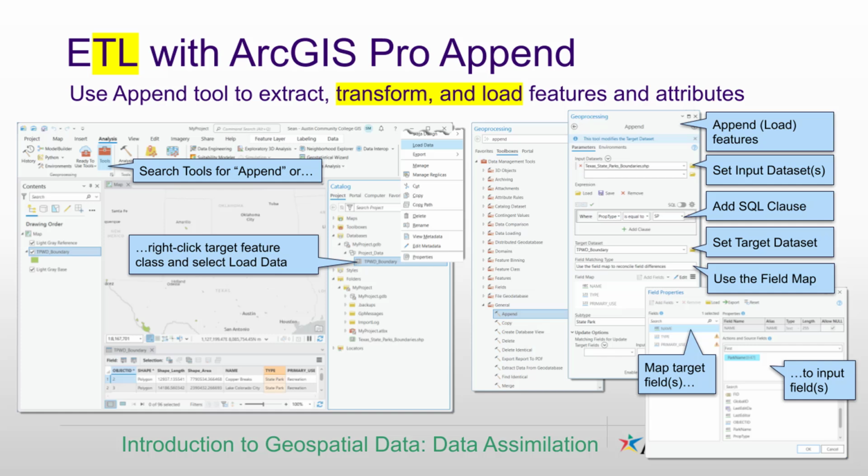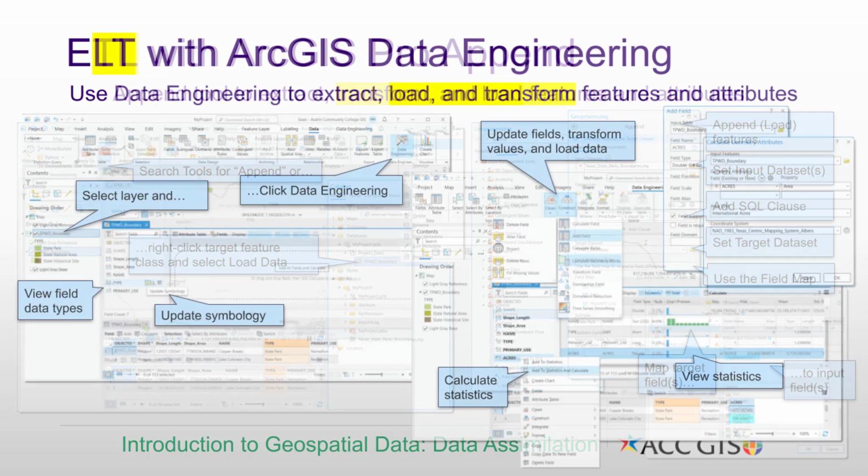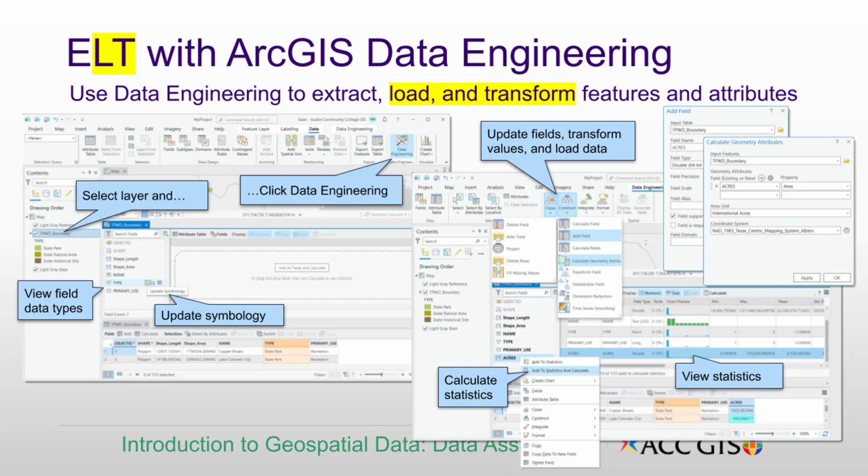Now, while the append tool extracts and then transforms the data and then loads it into your target data set, the data engineering tool extracts the data, loads it into your target feature class, and then you use data engineering to transform the features and attributes. So instead of ETL, it's ELT: extract, load, and transform.